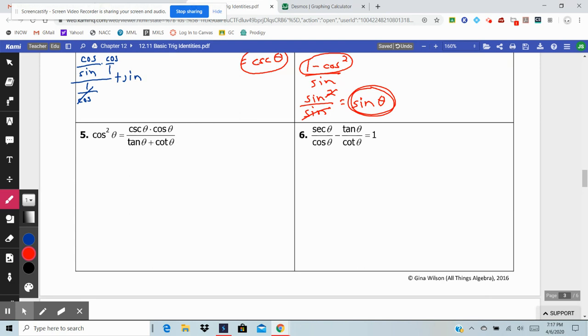Number 5, again, it's obvious which one's the more complicated side. So I'm going to take this side and try to clean it up. On top, you have cosecant, which is 1 over sine, times cosine. And you can put cosine over 1 if you want to, because you're probably going to have to multiply them. On bottom, you have tangent, which is sine over cosine, plus cotangent, which is cosine over sine. On top, I'm going to multiply those, and it gives me cosine over sine, which I don't know, that's actually cotangent there. So I don't know if there's something you can do with that to work this a little bit differently.